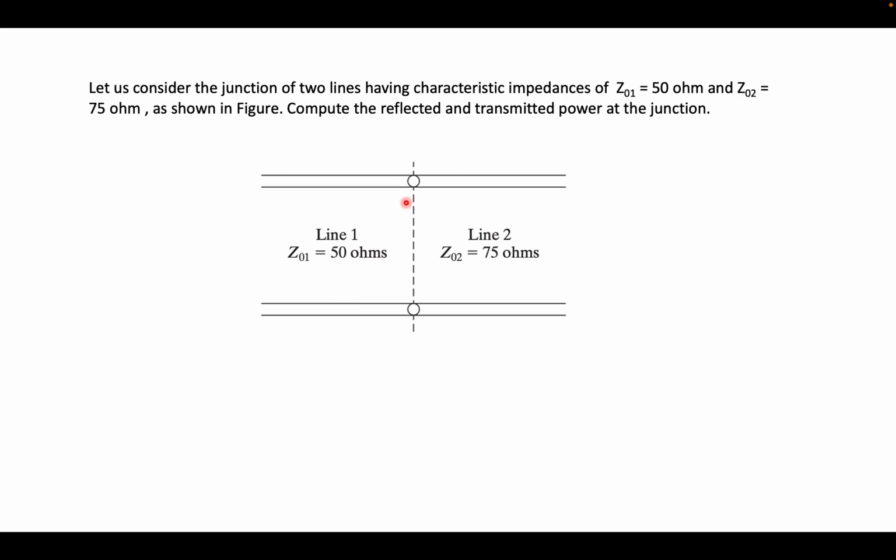Everything is given. You have two transmission lines of characteristic impedance 50 and 75 ohm, and I'm asking what the reflected and transmitted power at the junction is. What is the incident power? You can take it as P in, some variable P. Tell me, in terms of incident power, how much fraction is getting reflected and how much fraction is getting transmitted. You got the idea, I guess.